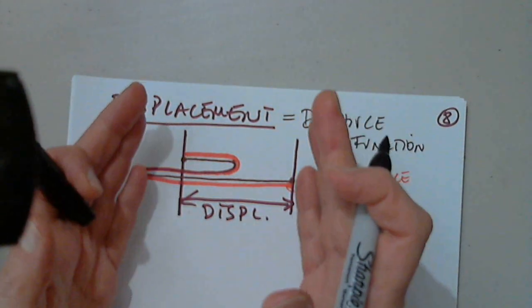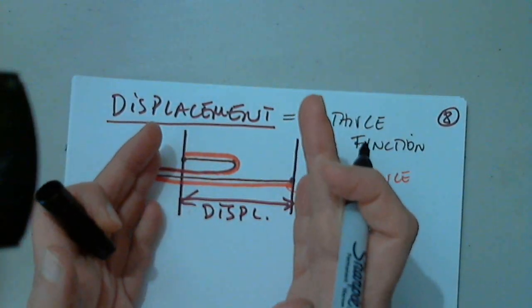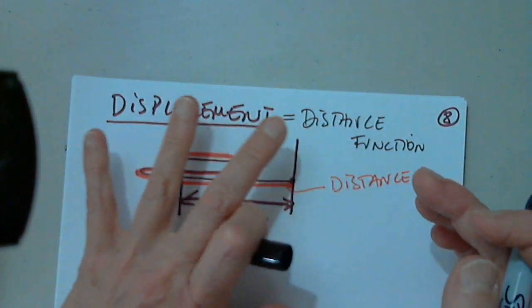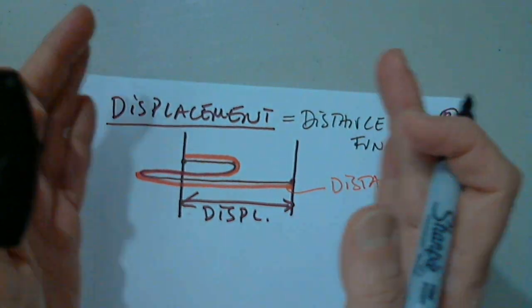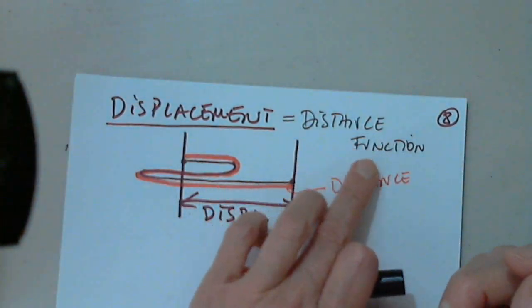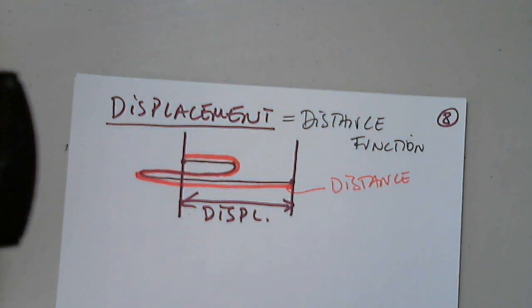So we need this for later. This is very important, but it can be used interchangeably. Displacement will be this, for example, for a particle, and also the distance function. So let's go back.